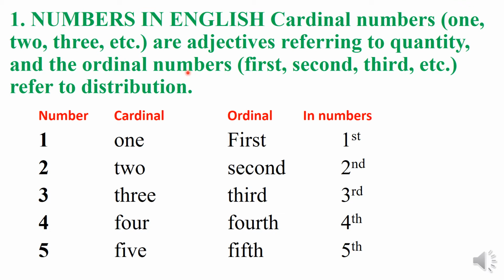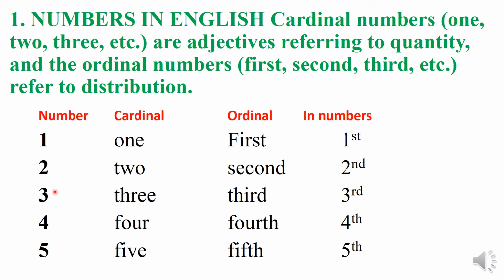Let's see in detail. We have here the number one. Cardinal is one. It is written like this and it is read one. Ordinal is first. And when you are writing ordinal numbers in numbers, you write a number and you put something here. For example, here it is first. You write 1 and st. Number 2. It is written like this and read two. Ordinal number is second. Ordinal number in numbers, you write like this: 2 and nd. Second.